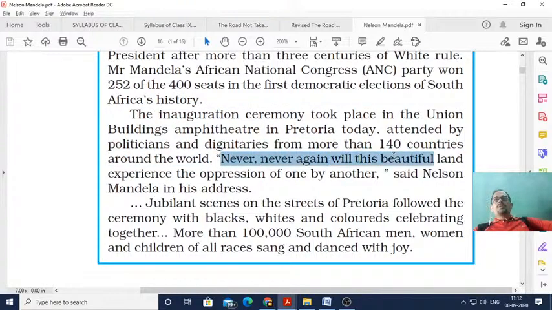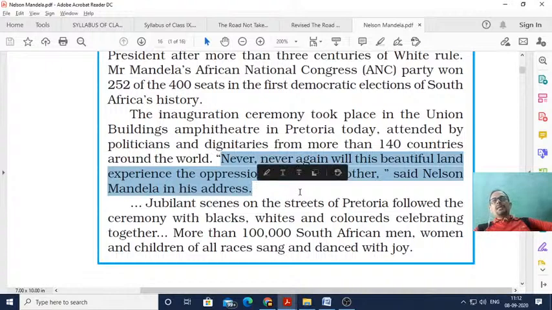Never, never again will this beautiful land experience the oppression of one by another, said Nelson Mandela in his inaugural address after becoming the first black president of South Africa. This beautiful land here refers to South Africa. There will not be any oppression.